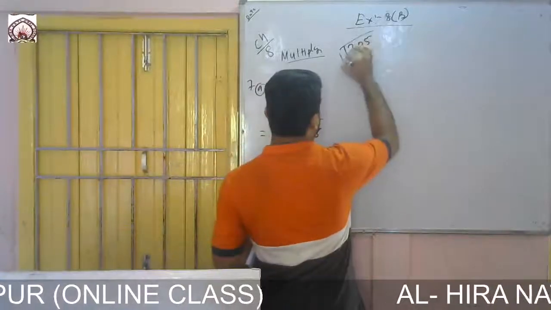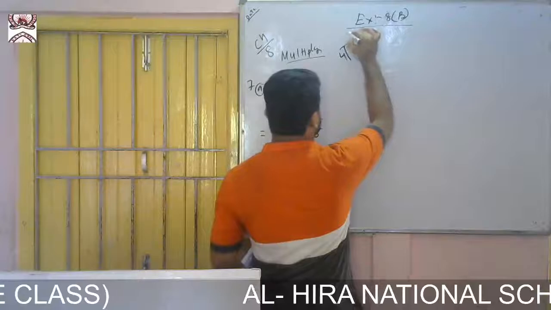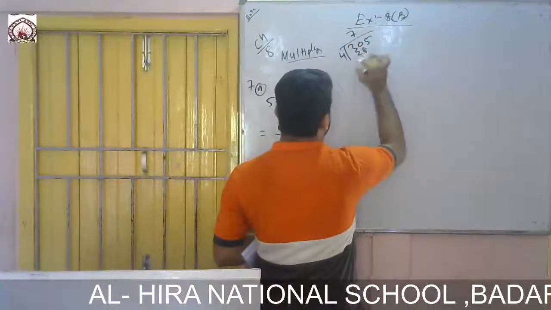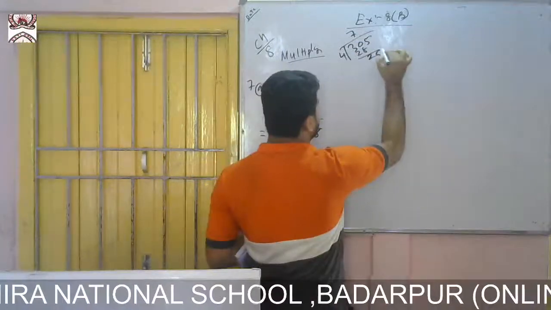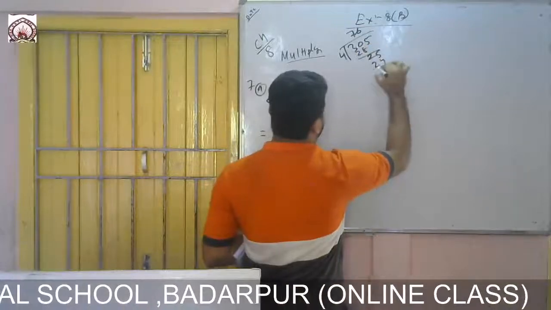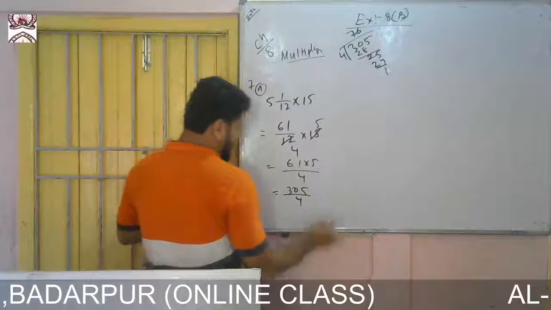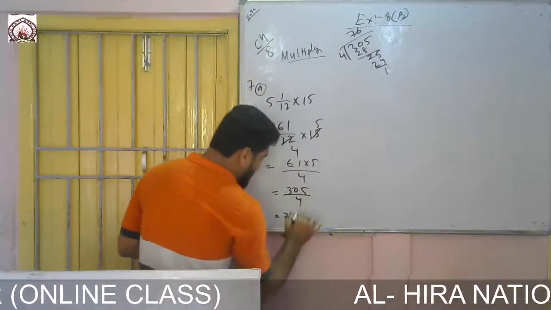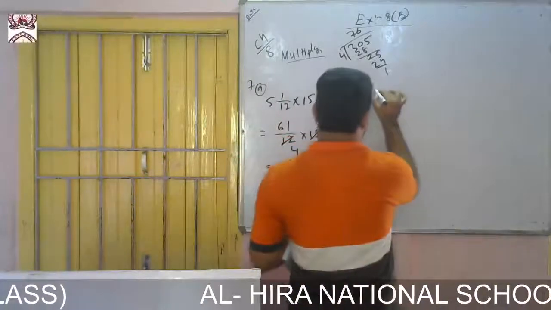305 by 4. If you divide, then 4 7 are 28. 28 remain 2. So I shall take 25. Then 4 6 are 24 remain 1. So it will be 76 and here 1. Okay.